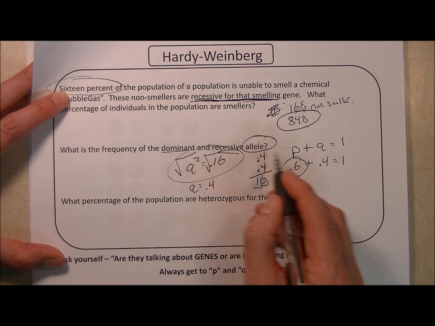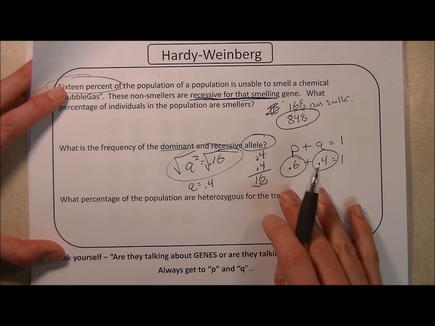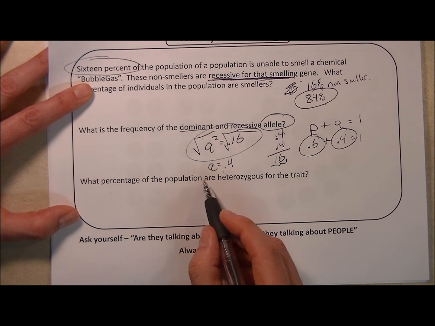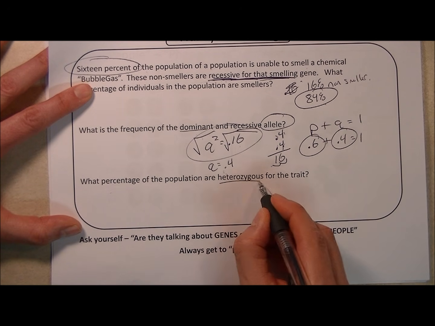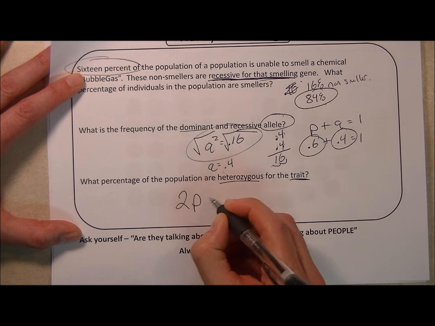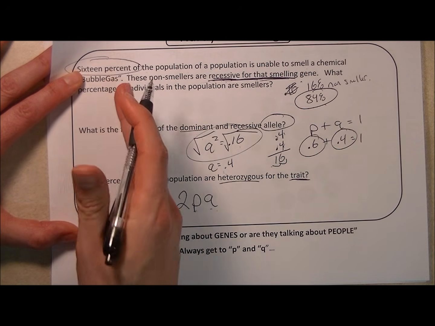What is it about the recessive allele? Well, recessive is going to be 0.4 because I work backwards. So that answers that one, 0.6 and 0.4. And then it says, what percentage of the population are heterozygous for the trait? Okay, so heterozygous. Remember heterozygous? That's 2pq. Heterozygous meaning they have one of each. Homozygous means they have both of the same.